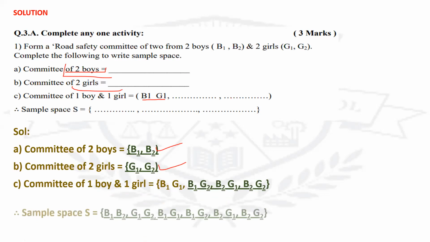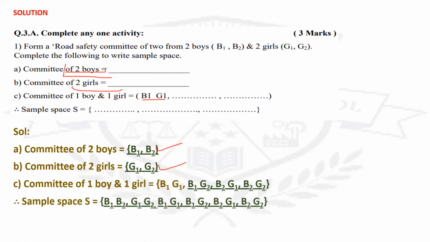Understand? Now next, sample space. Now when you consider all the 3, we'll get the sample space. This is what: B1, B2, G1, G2, B1, G1, B1, G2, B2, G1, and B2, G2. We move to the next question.